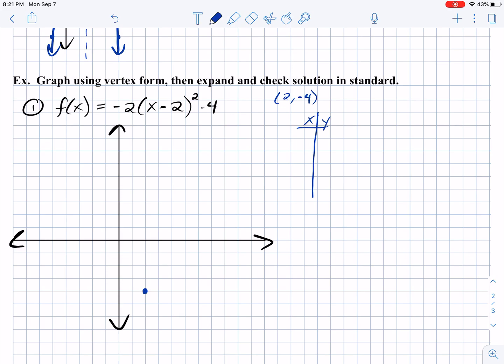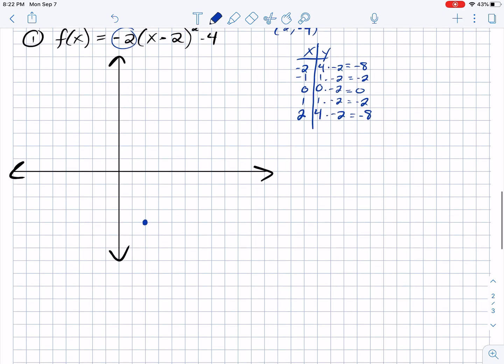Remember, our parent function of values, negative 2, negative 1, 0, 1, and 2. We usually get 4, 1, 0, 1, and 4. Well, now we're multiplying by a negative 2 to all of our y's. So negative 2, negative 2, negative 2. So now our y-coordinates would be negative 8, negative 2, still 0, and the same on the other side. So let's go plot those points.